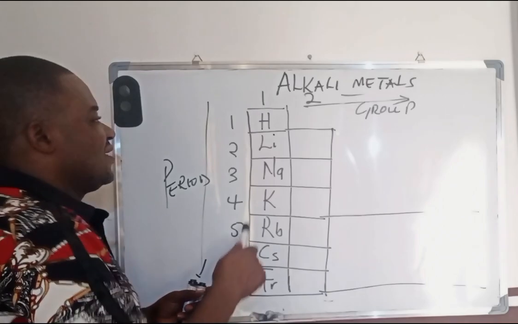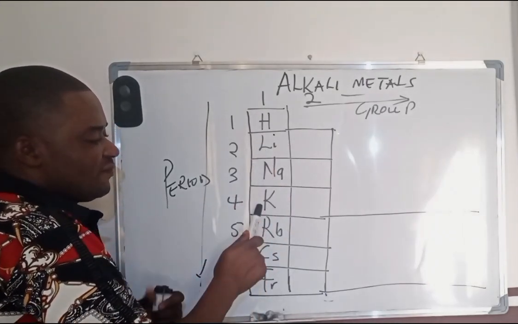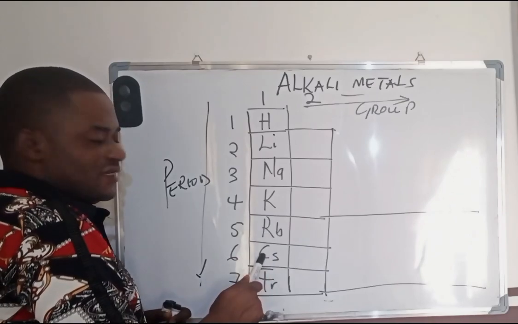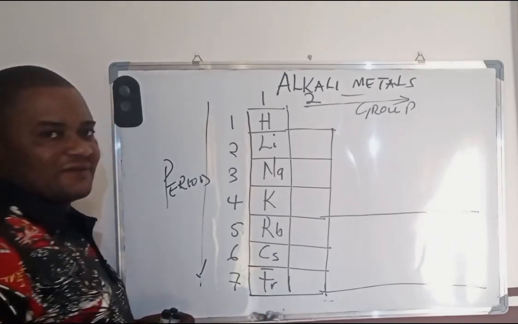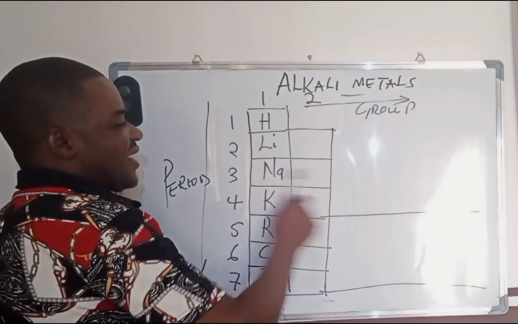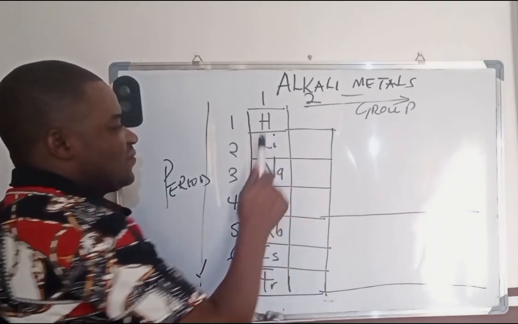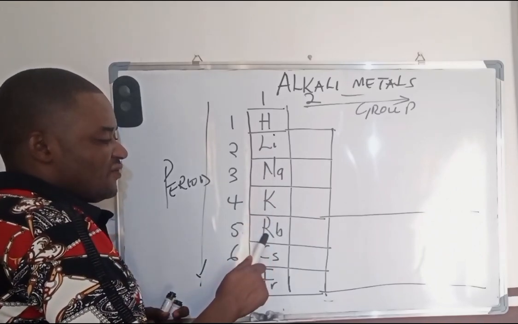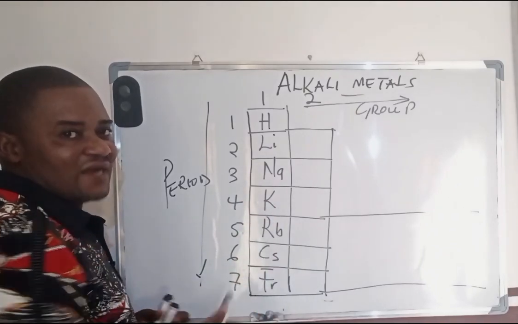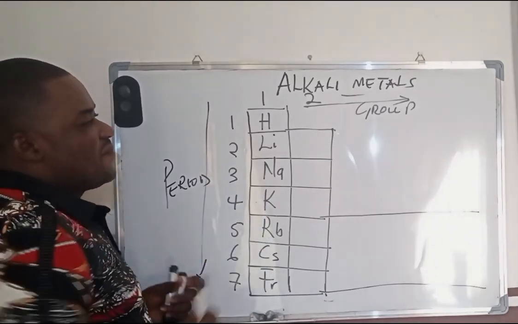So the group 1 metals that form the alkali metals are lithium, sodium, potassium, rubidium, cesium, and francium. I wouldn't want to bother myself by writing their names, but just go to your table and you'll see that this is lithium, sodium, potassium, rubidium, cesium, and francium. Now these are the alkali metals.